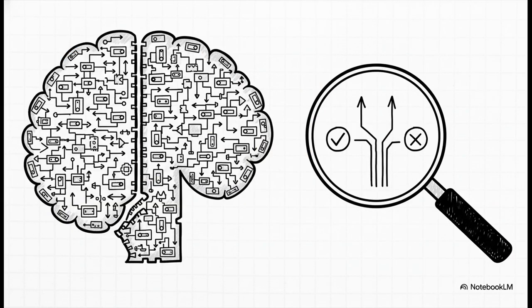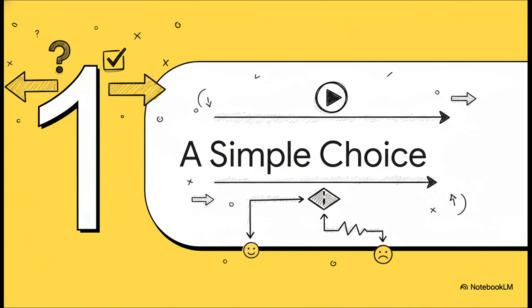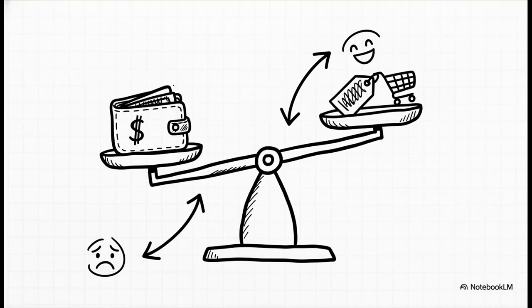Well, the secret is that even the most complicated software you can imagine is really just built on countless tiny little decisions, just simple questions with a clear yes or no answer. To really get our heads around how a computer thinks, let's start with a super simple decision that we've all made. Picture this. You've got exactly 22 pounds in your pocket.